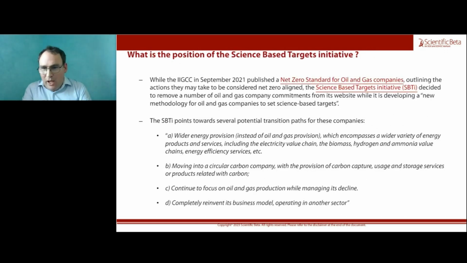Now, the science, I'll maybe go about this quickly in the interest of time. The Science-Based Targets Initiative had actually approved targets from some integrated oil and gas companies, but they recalled those approvals, and they are still thinking about how oil and gas companies could set themselves targets which would be considered science-based targets. They retracted some of these approvals, and they're still thinking about what should be asked of them. But clearly, the outline is a conversion to renewable energies or to carbon capture services in particular.